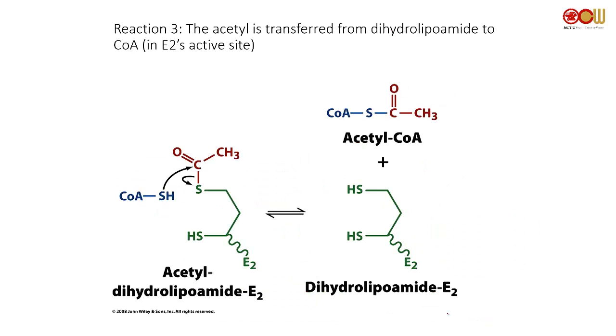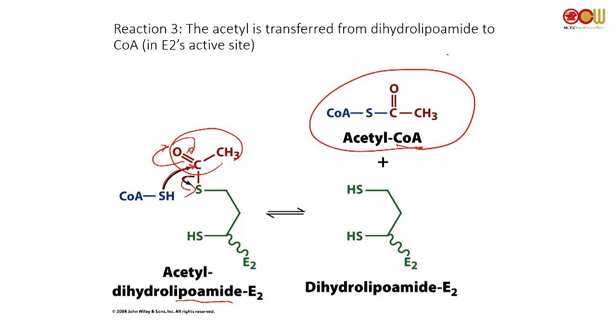Then the next thing is you have to transfer the acetyl portion from lipoamide onto coenzyme A. So here CoA comes in, and you simply do a transesterification where you have a nucleophilic attack onto the carbonyl center, electrons go up, come down, and then this leaves. That's a very simple reaction mechanism that you should know by now. And then you generate your acetyl-CoA, which is your first product.